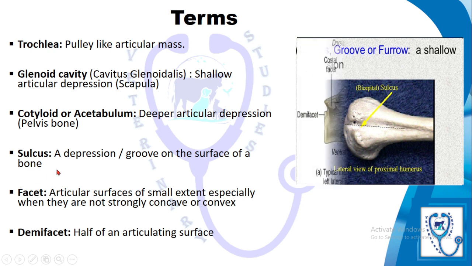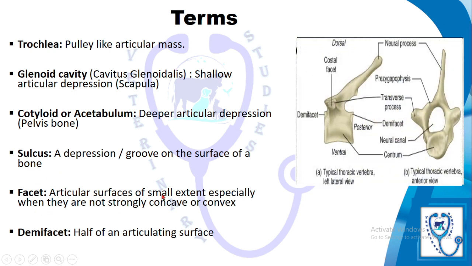Facet. Facets are the articular surfaces of a small extent, especially when they are not strongly concave or convex. Simply, facets are the part or surface of a bone which is facing toward the joint. That's why they are called facets.